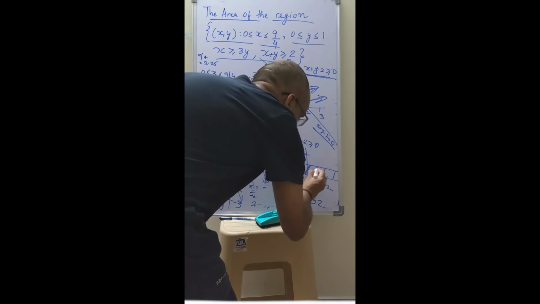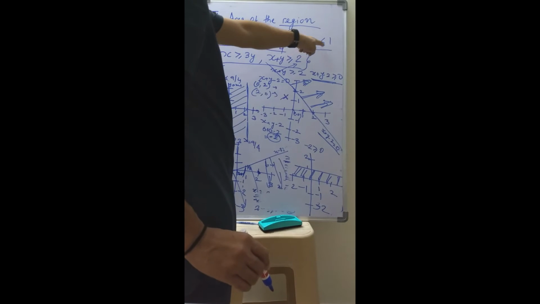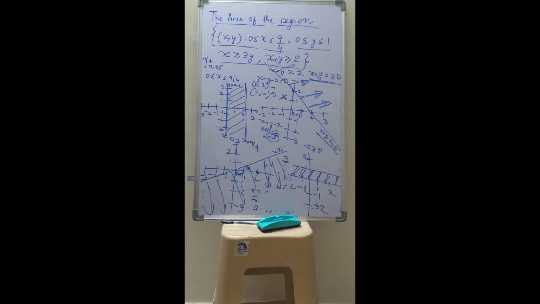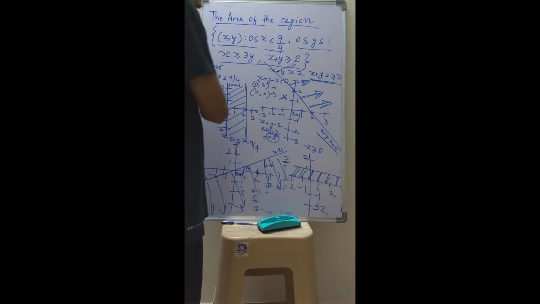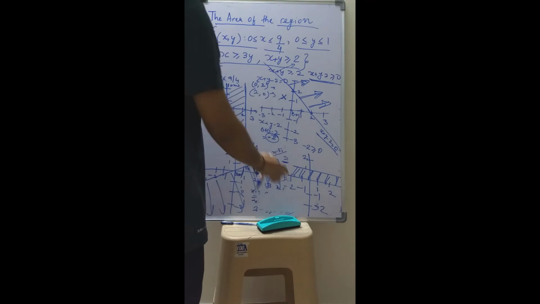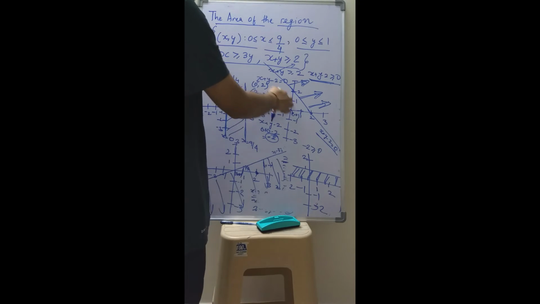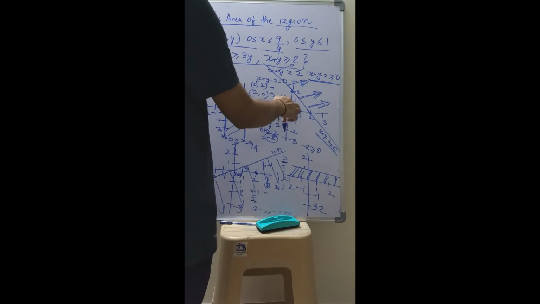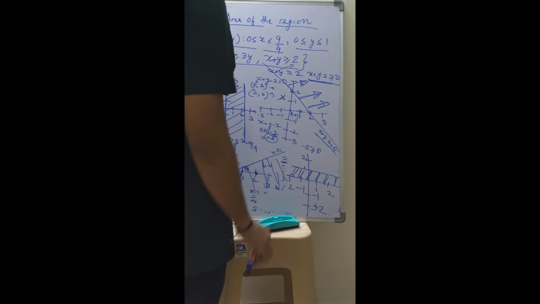But this was the area which was satisfying your equation 0 < y ≤ 1. So when you have four areas, this is represented by this equation, this is represented by this equation, it's represented by this equation, x ≥ 3y, this one, and x + y ≥ 2 is represented by this, right.